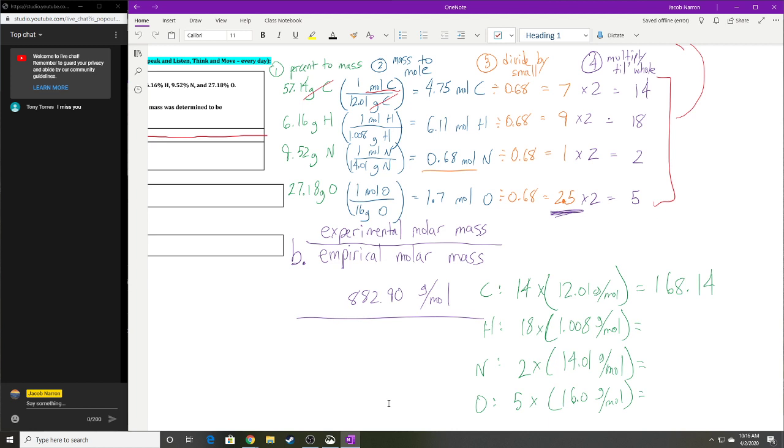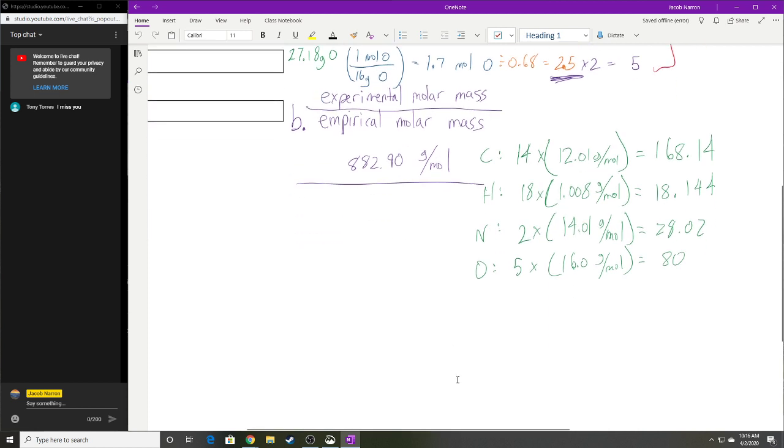Okay, next I have 18 times 1.008, and I end up getting 18.144. Then 2 times 14.01 is just going to be 28.02. And then the last one, 5 times 16, I end up getting 80. Okay, and so we're going to add all of these numbers together, and that'll be our empirical molar mass.